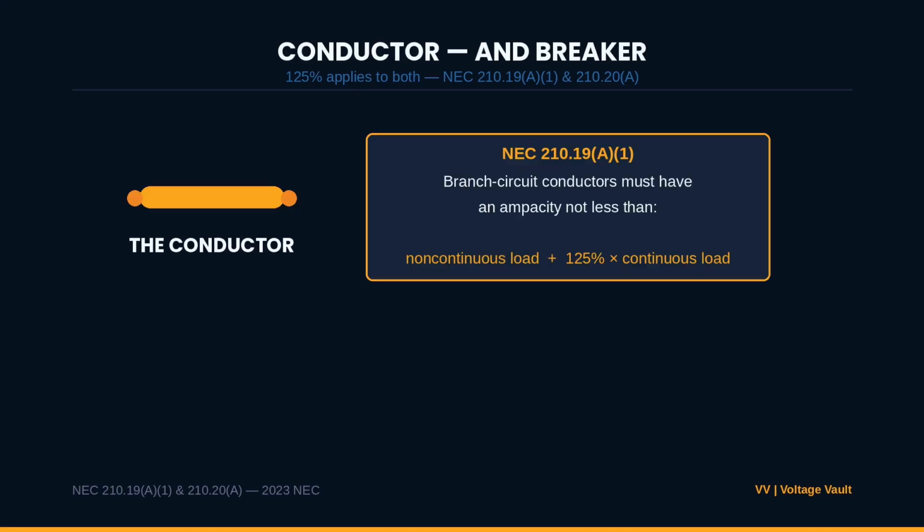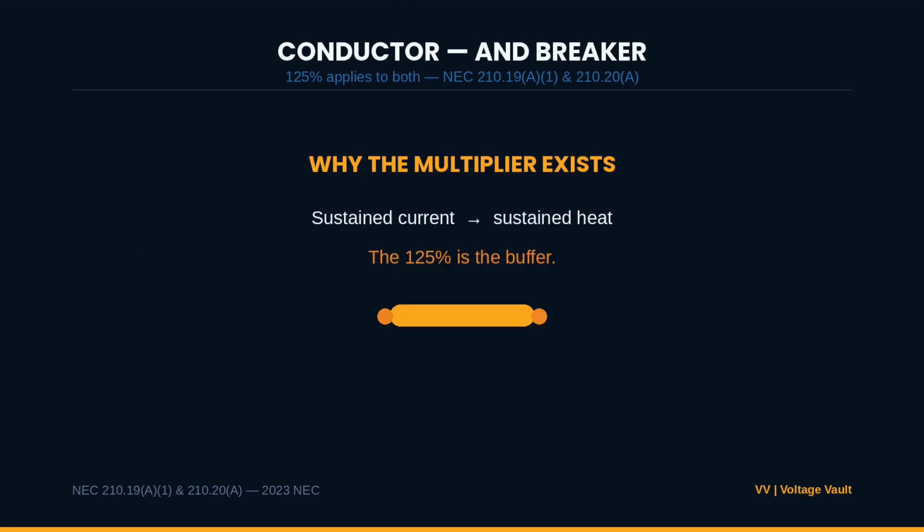NEC 210.19(A)(1). Branch circuit conductors must have an ampacity not less than the non-continuous load plus 125% of the continuous load. The conductor has to handle the heat of sustained current. That's why the multiplier exists. Sustained current generates sustained heat. The 125% is the buffer.